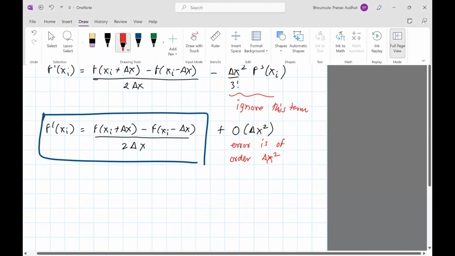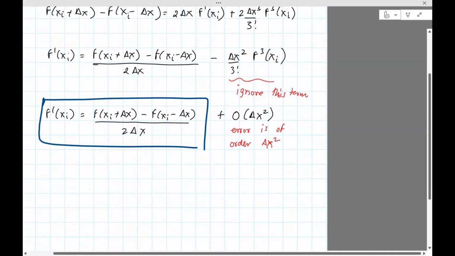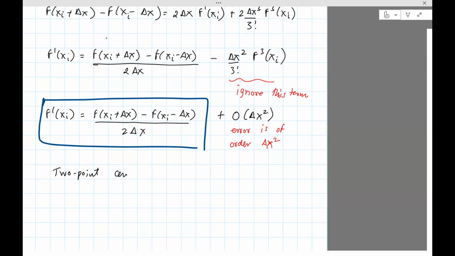This formula is known as the two-point central difference approximation. It's two-point because you still need 2 points. It's central difference because you need to look a little bit in front, x plus delta x, and a little bit behind, x minus delta x, in order to compute f prime x.